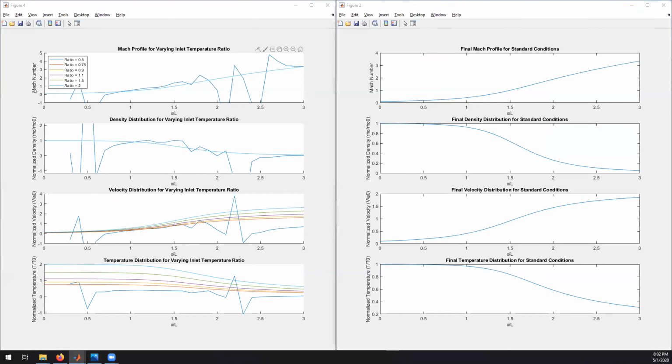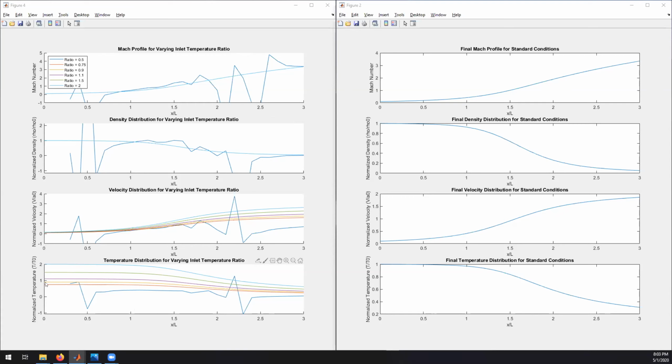So here we've got these plots, and we can see that actually the model didn't break until the ratio was 0.5. We can see it's obviously broken again because this is dipping into negative Mach numbers and bouncing up and down. So obviously something's gone wrong, but for 0.75 and above, the Mach profiles stay standard with being 1 at the throat. The densities actually don't change, the distributions are all the same, but the velocity distributions and the temperature distributions are the ones that vary.